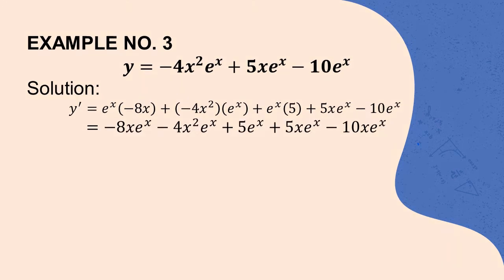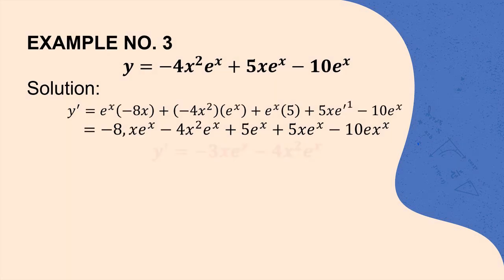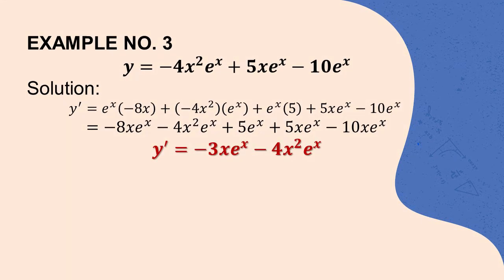Next, we have negative 8x e to the x minus 4x squared e to the x plus 5 e to the x plus 5x e to the x minus 10 e to the x. And for the final answer, we obtain y prime equals negative 3x e to the x minus 4x squared e to the x. Example number 3, in this problem, we apply the product rule and the derivatives of exponential functions.